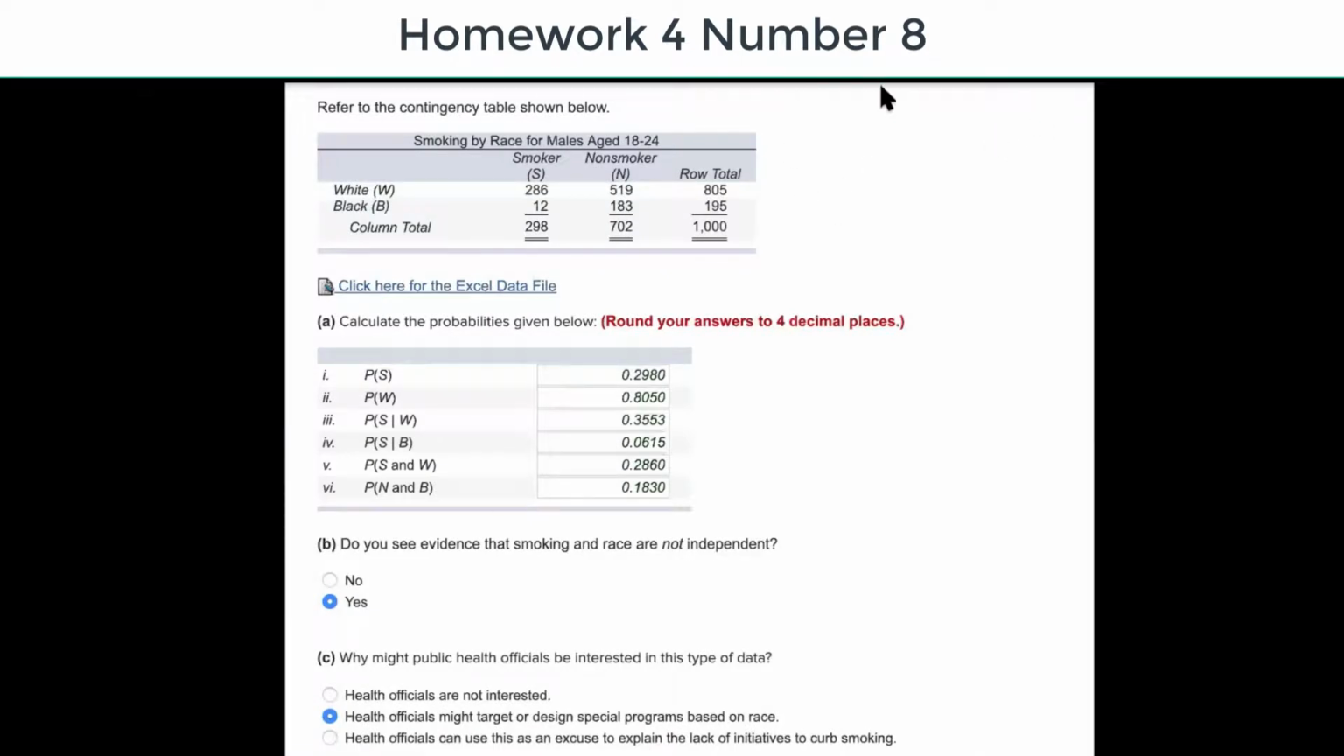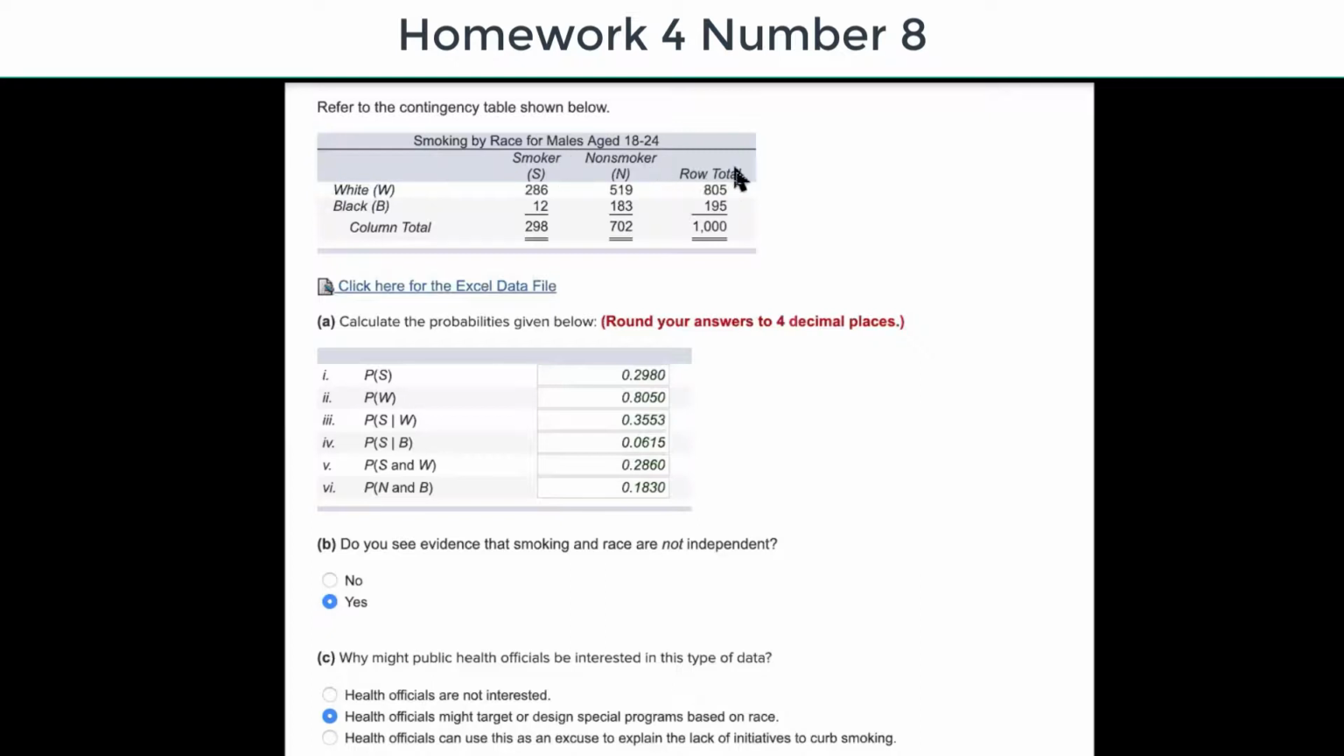So this is a video for homework number 8. In this one, you're given a contingency table. Now a contingency table just gives you a ton of information in tabular form, where as you look across, you have rows that in this case represent white and black, and the columns represent smokers and non-smokers.